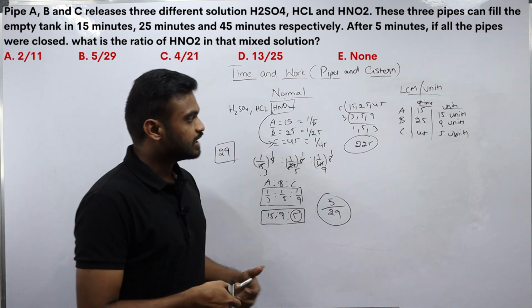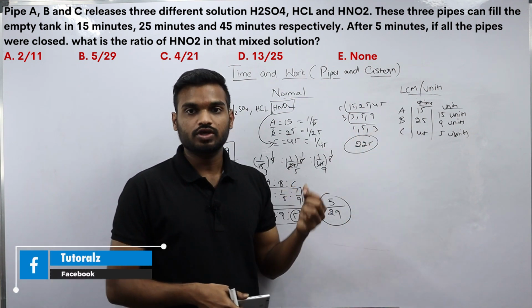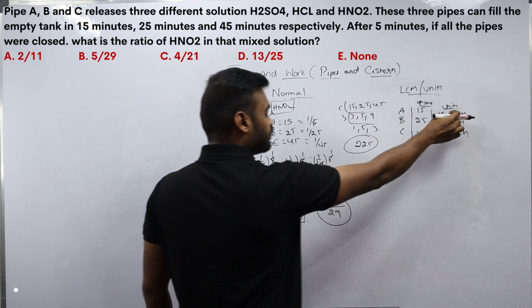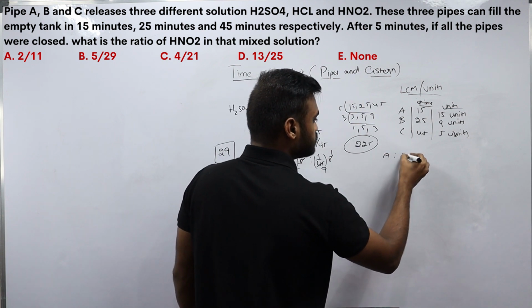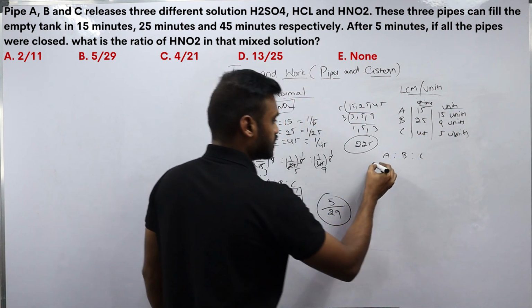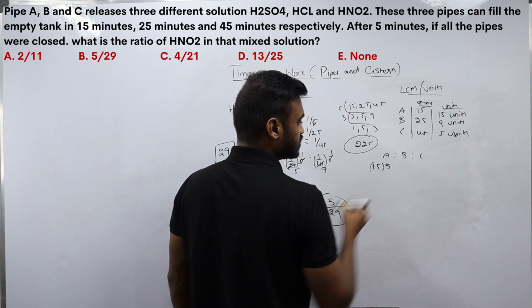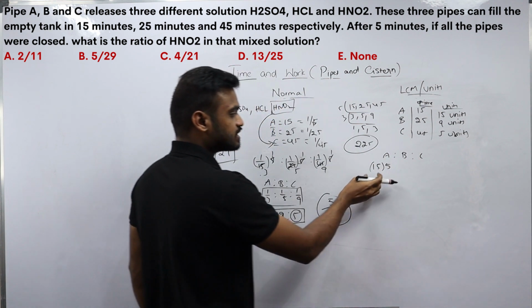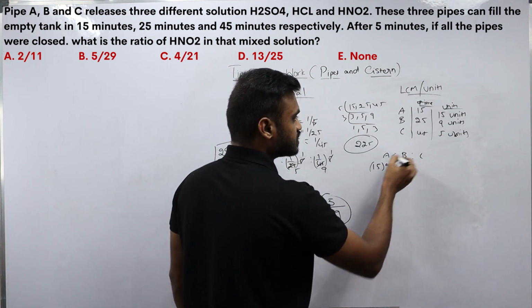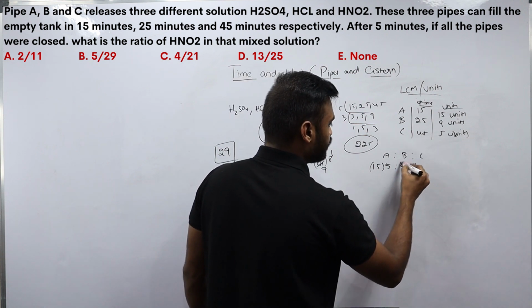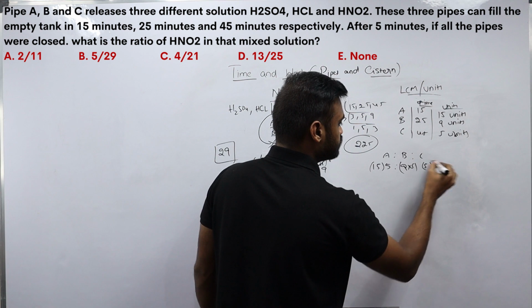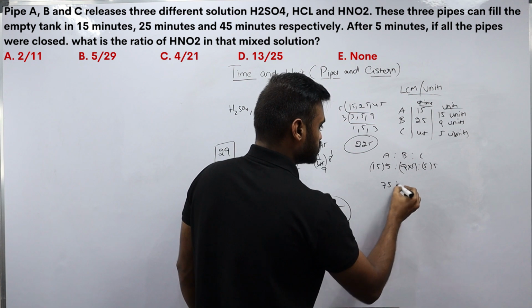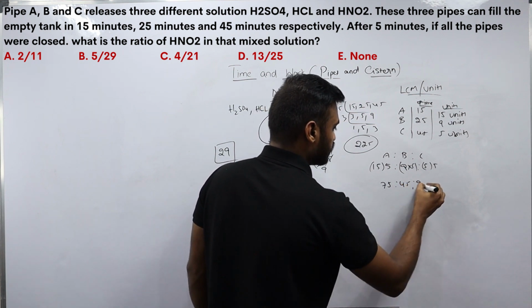So they are saying after 5 minutes all of them are closed. So up to 5 minutes A, B and C, all of them are open together. A is completing 15 units per minute, so for 5 minutes A is completing 15 into 5. In the same way B is completing 9 into 5 and C is completing 5 into 5. So we will get 15 into 5, that is 75, is to 9 into 5, 45, is to 25.